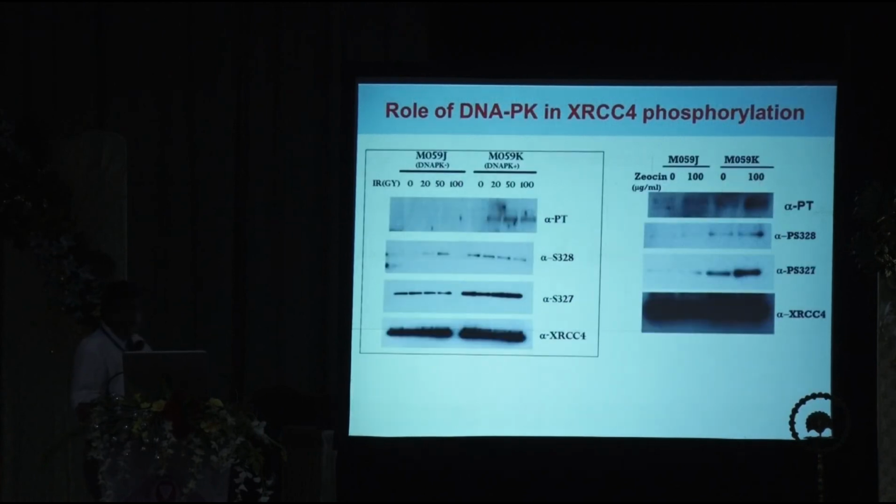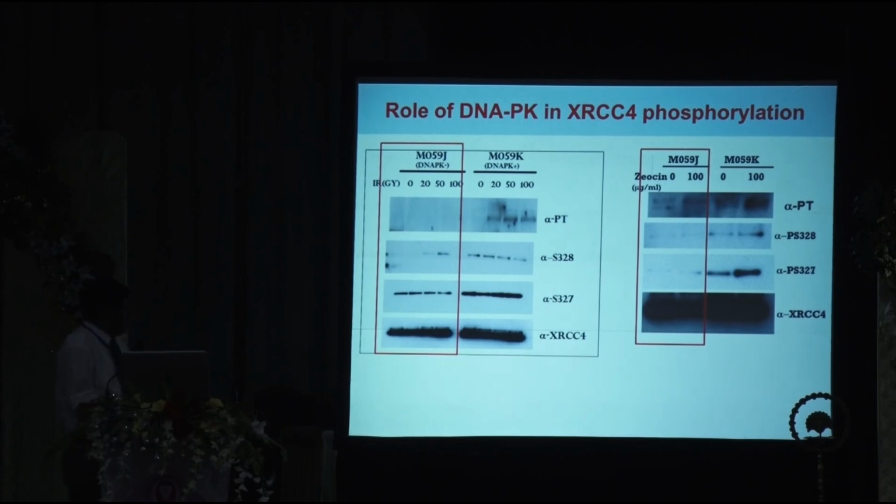In the second case, we have used 2 different kinds of cell line. One is a DNA-PK proficient cell line, another is a DNA-PK deficient cell line, and we could see a significant inhibition in the case of M059J cells, which are deficient of DNA-PK. Here we have used irradiation, and here we have used zeocin as a DNA damaging agent. The phosphoryl signals at all these 3 sites were significantly inhibited. It means that DNA-PK enzyme is involved in the phosphorylation of these 3 sites.